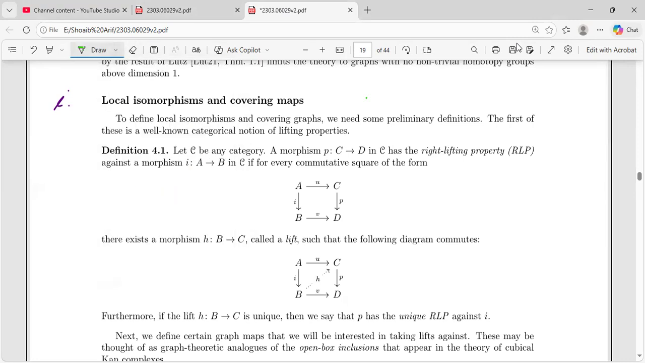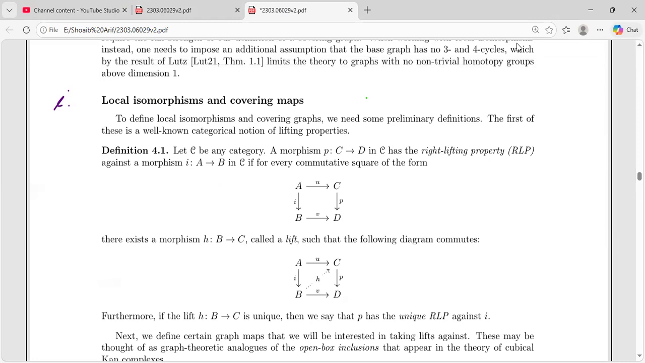Today our topic is local isomorphism and couplings. First of all, we will see the definition of the right-lifting property in discrete homotopy theory. Let C be any category, with the definition of category as we know from the category theory lecture series, and we have a morphism P from C to D, where C and D are objects of the category.